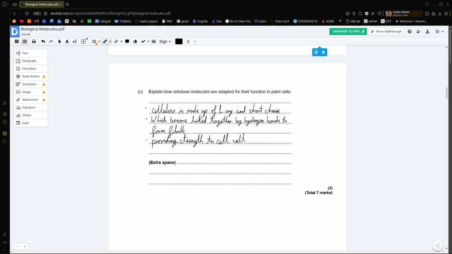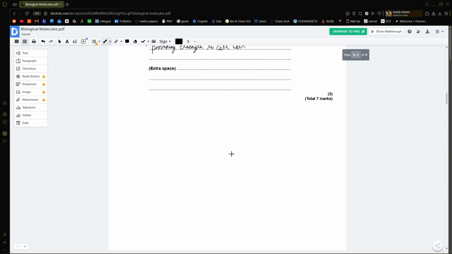And that's what provides the strength to the cell wall, because it's just so many of these straight and strong bonds, forming strong hydrogen bonds between each other, which helps provide strength to the cell wall. And that'll give you all 3 marks.